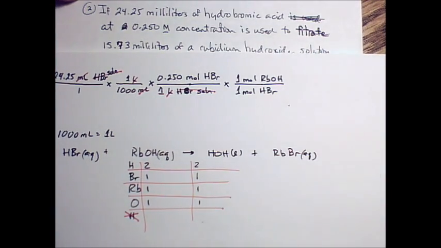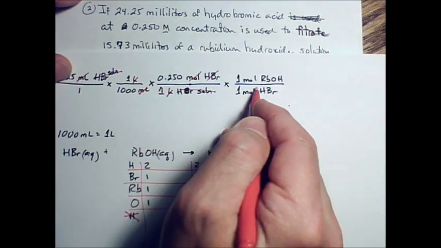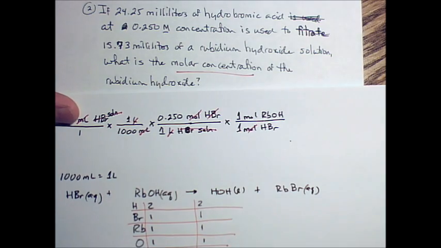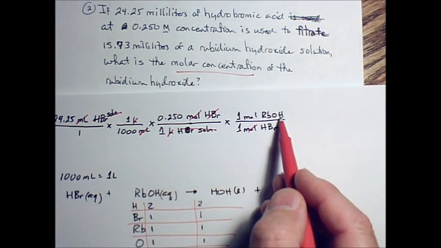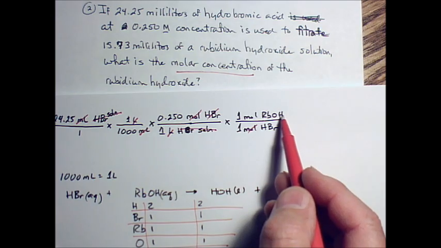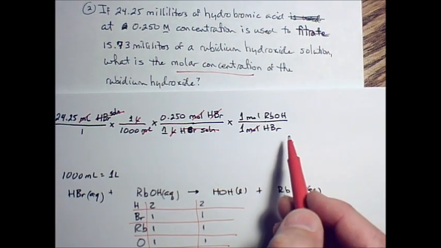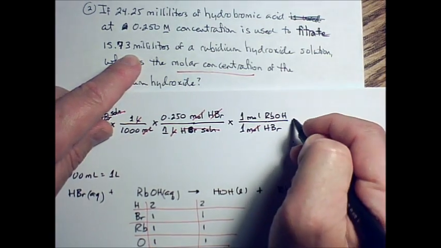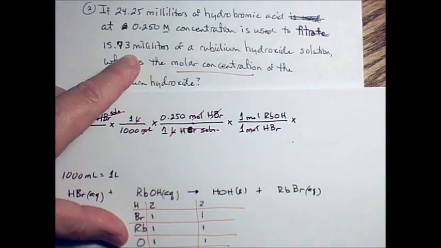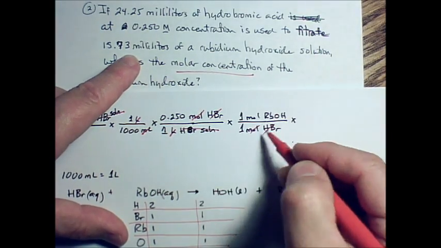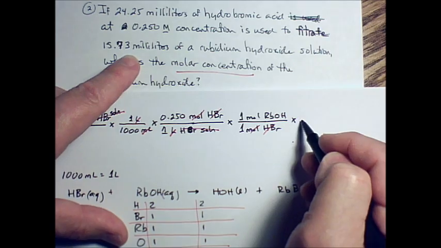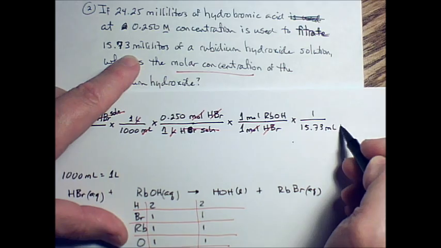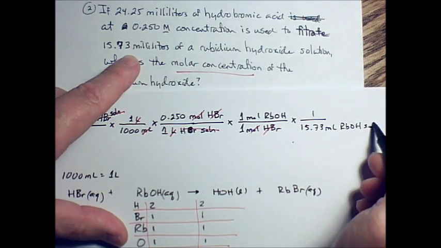Now, we cancel the units and species here, so now we have moles of rubidium hydroxide, and to get to the molar concentration, we need to arrange it so that the moles of rubidium hydroxide are above liters of that rubidium hydroxide solution. While we don't have liters, we do have milliliters. I crossed it up there, but not down here, did I? Okay, so we can put 1 over 15.73 milliliters of the rubidium hydroxide solution.